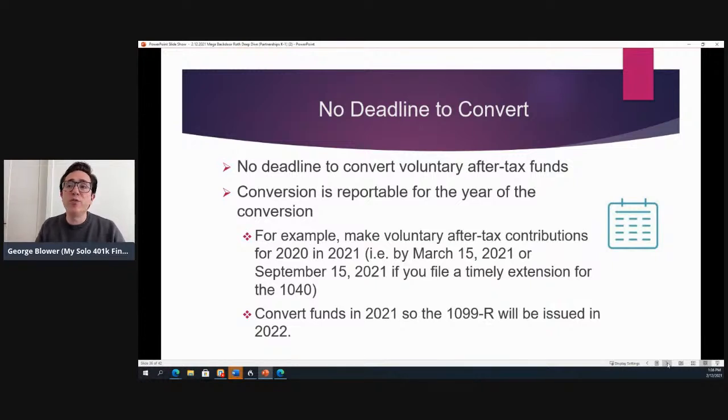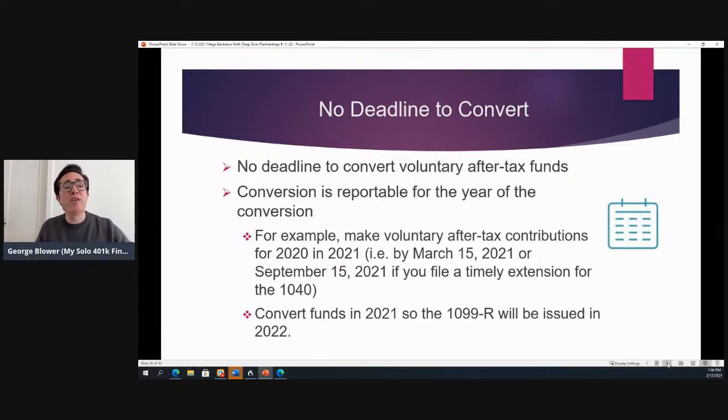Now, we talked about how there is a deadline to make the contributions. It's your business tax return deadline. But there's no deadline to convert the money. So once you've made that contribution, there's no deadline to move it from the after-tax account to the Roth account. It is going to be reportable for the year of the conversion.